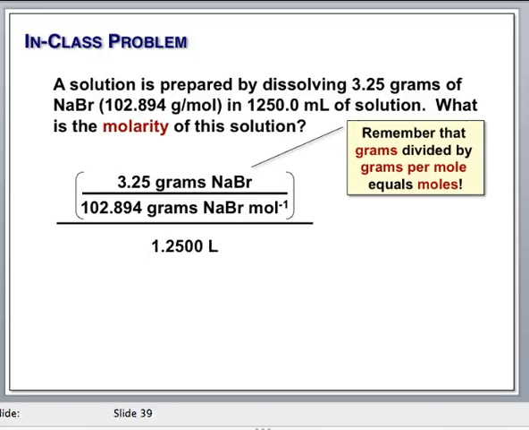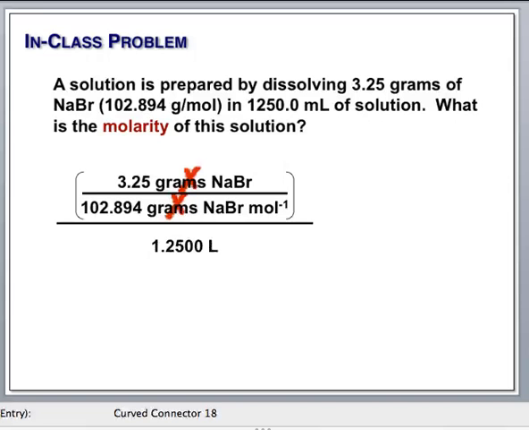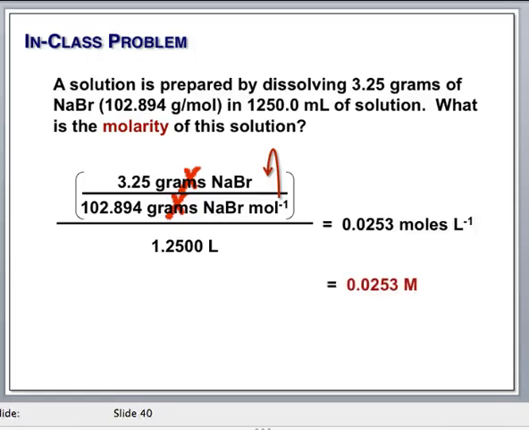Our grams here are going to cancel, aren't they? And here we have per mole in our denominator. Grams cancel, per mole comes up top. It's the reciprocal of a reciprocal. So our numerator has units of moles. Our denominator has units of liters. We do our calculation. This is 0.0253 moles per liter. We could leave it that way, or we could also say 0.0253 molar. Uppercase M, molar. Whenever you see molar, remember it's the same as moles per liter. Any questions?